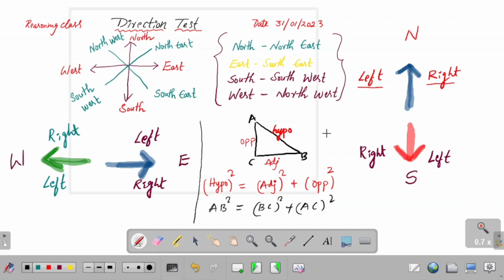Am I clear? Once again I am explaining all the things you need to remember in direction sense. This is a basic diagram, the plus diagram. You never forget this one. East, west, north, south. The upside is always north, and downwards is always south. The right side becomes east and the left side becomes west. Clear? This is a basic thing.